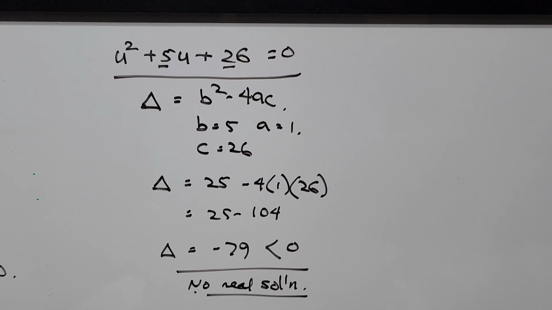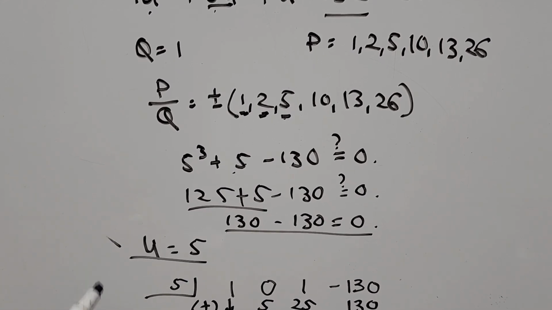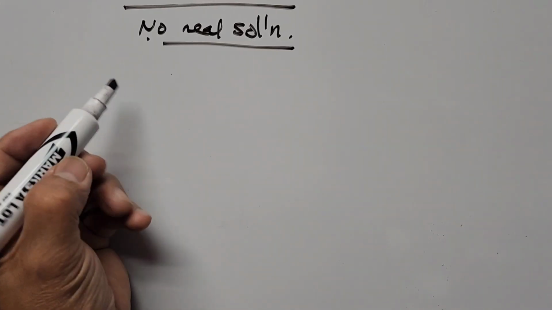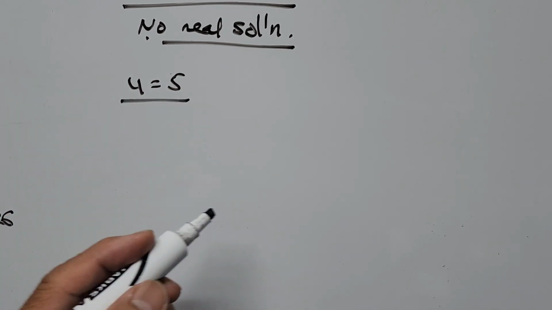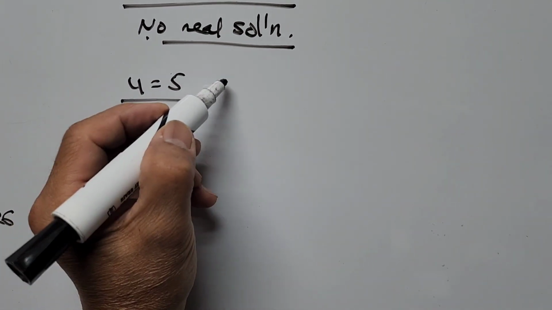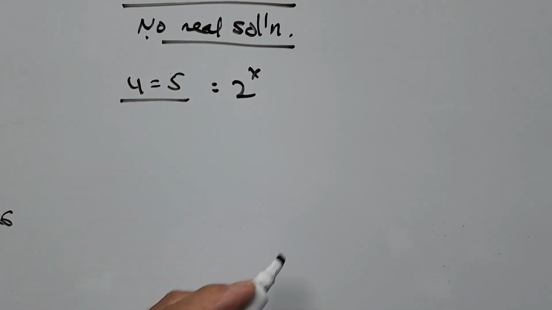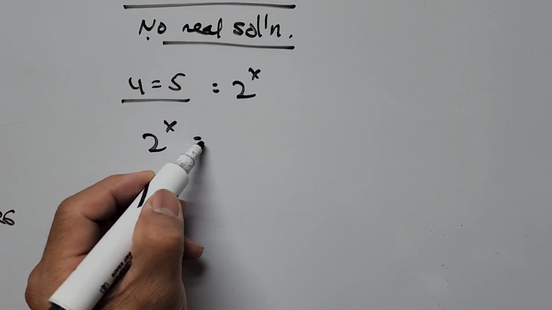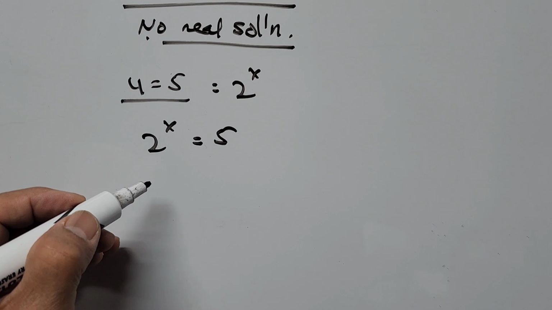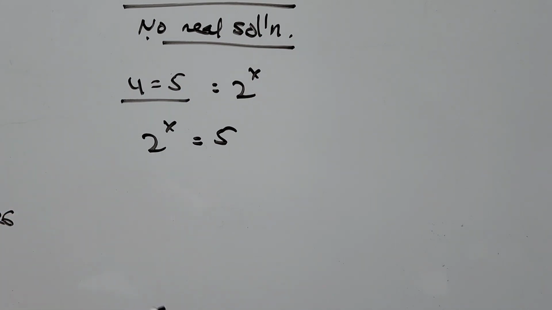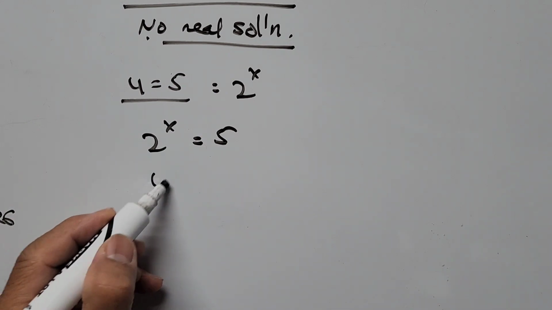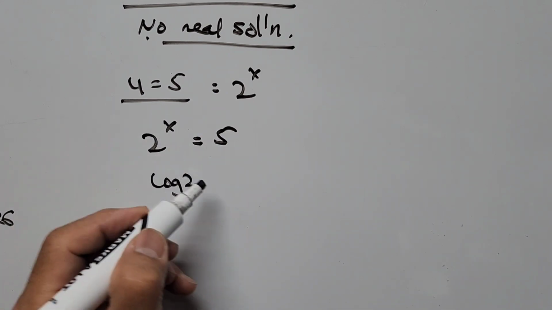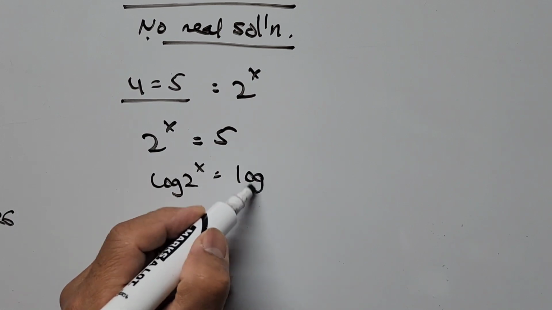So the value of u that we found earlier was 5. So that is from here. So we have here u is equal to 5. And since u is just a substituted variable, that is equal to 2 to the power of x. So we have 2 to the power of x is equal to 5. Solving for the value of x, so we can use logarithm. So we can take the logarithm of both sides. So we have log 2 to the power of x is equal to log of 5.